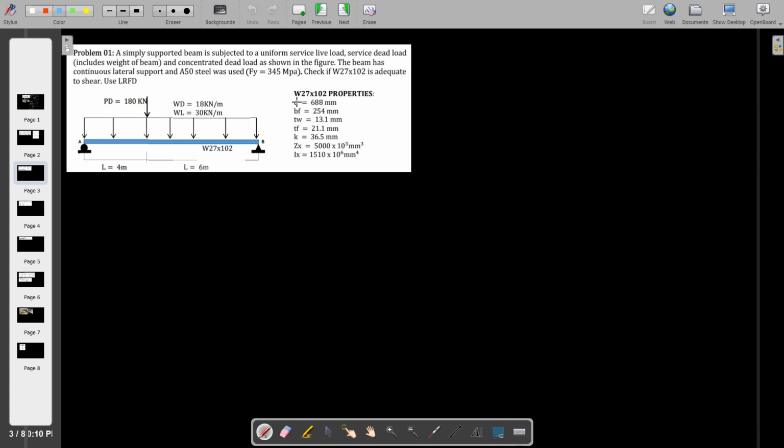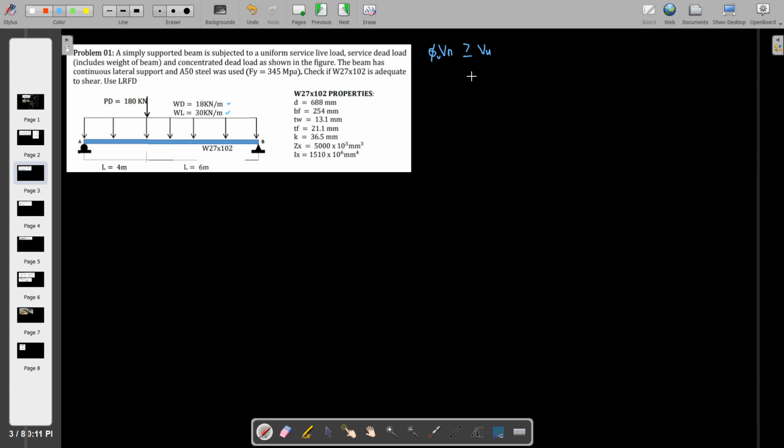Problem number 1: a simply supported beam subjected to a uniform service live load. Okay, so this is the dead load and this is the live load. So we note that our Vn in LRFD is associated with phi, and it should not be less than Vu. In here we have an irregular beam, so we need to establish the shear and moment diagram for us to come up with Vu.